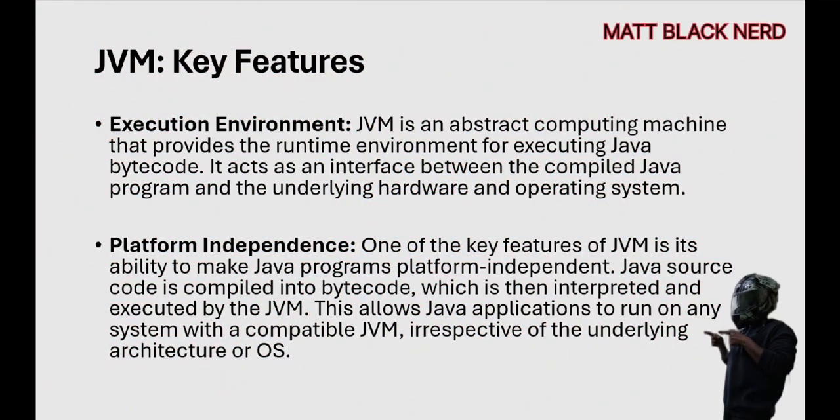JVM features. Execution environment. JVM is an abstract computing machine that provides the runtime environment for executing Java bytecode. It acts as an interface between the compiled Java program and the underlying hardware and operating system. Platform independence. One of the key features of JVM is its ability to make Java programs platform independent. Java source code is compiled into bytecode, which is then interpreted and executed by the JVM. This allows Java applications to run on any system with a compatible JVM, irrespective of the underlying architecture or OS.